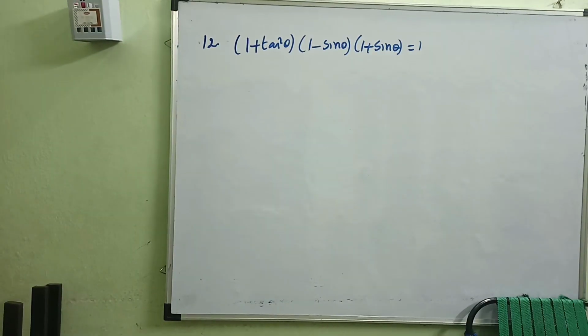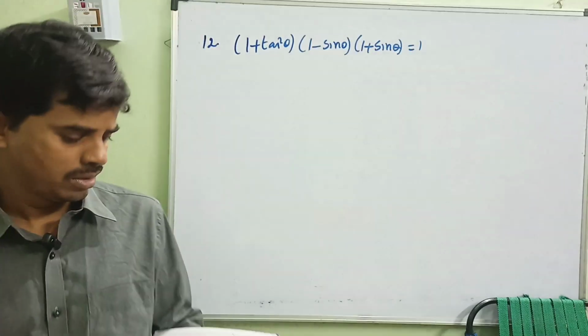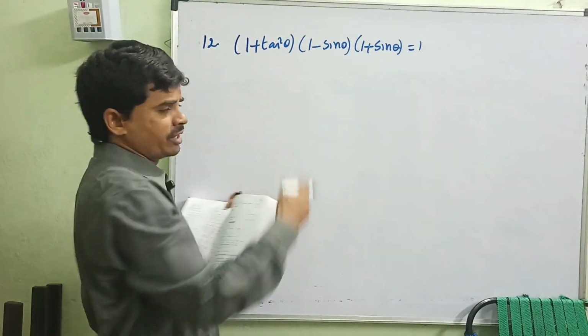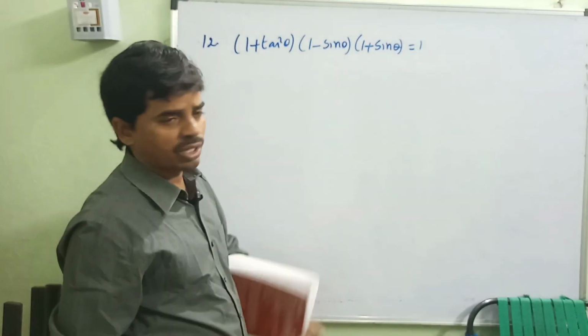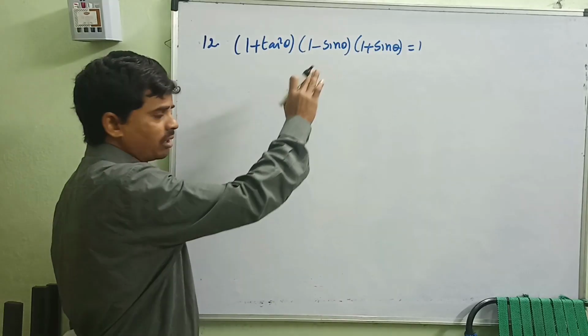Chalo. Okay. 1 plus tan square theta into 1 minus sin theta into 1 plus sin theta. You need to get 1.